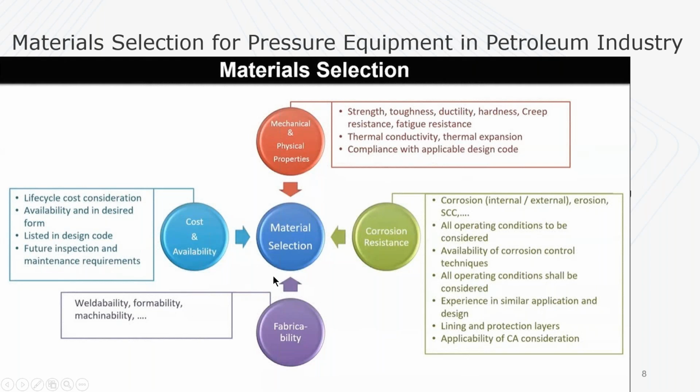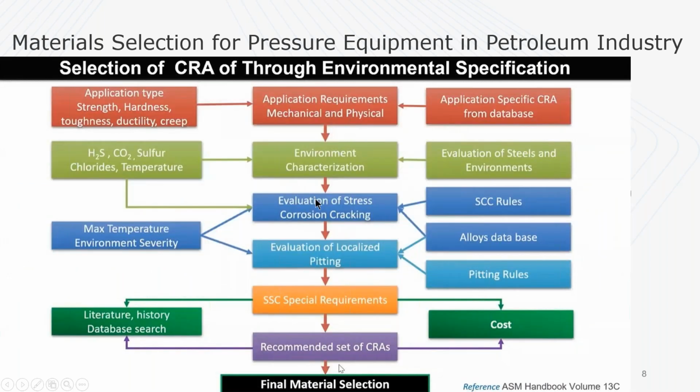So cost and availability is important, corrosion resistance is important, fabric availability, and so on. Mechanical physical properties also, minus degrees, because these pipelines are outside, sometimes into the ocean, sometimes under the sunlight in very hot environments, and sometimes they're carrying some hot contents. So these are very, very important.